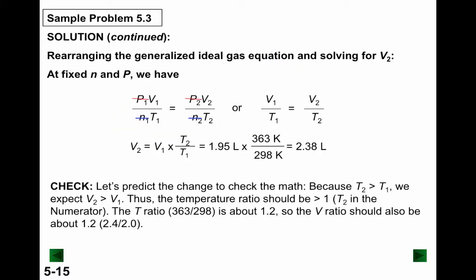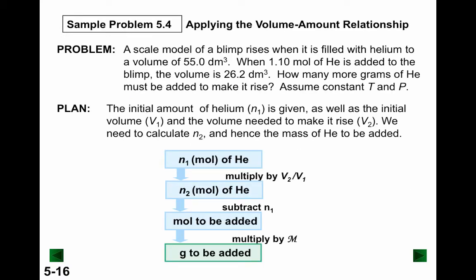So here is the solution to this problem. So what did you find? Hopefully you found that V2 is equal to 2.38 liters and that the volume did in fact increase like we predicted. If you are having any difficulties with Charles' law, please let me know. Remember to work through the follow-up problem before going on to the next slide.